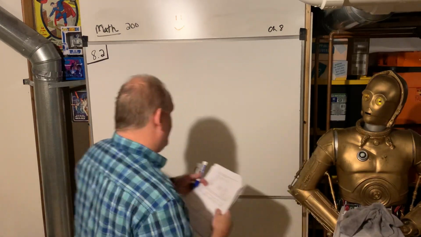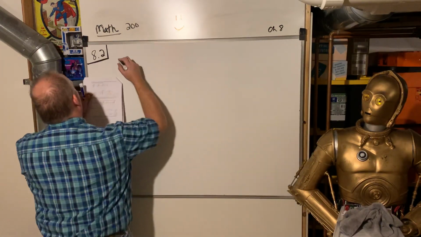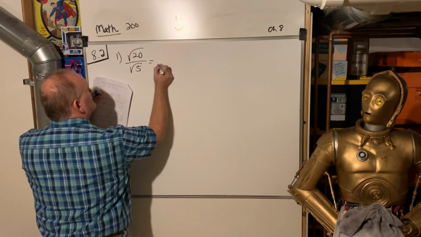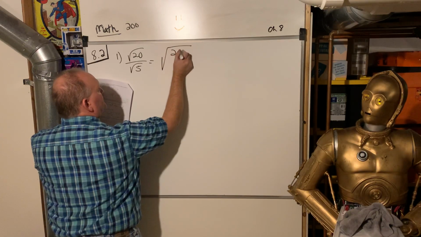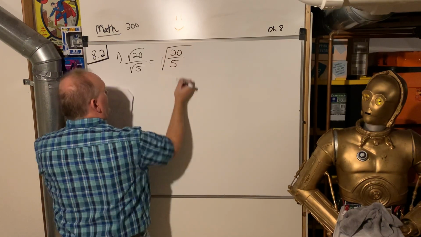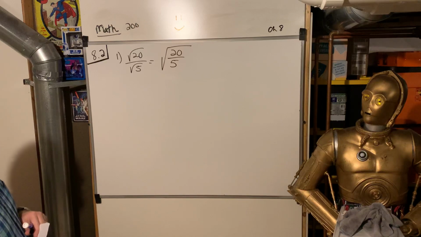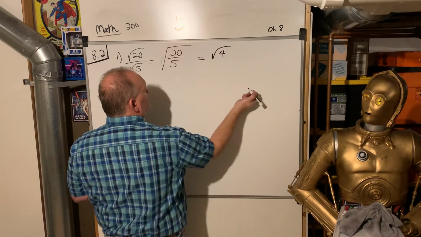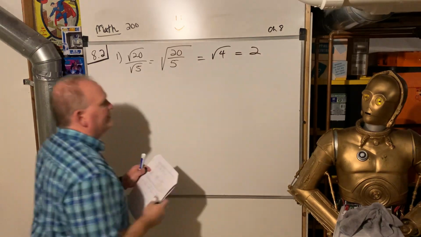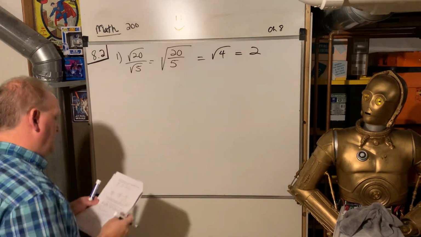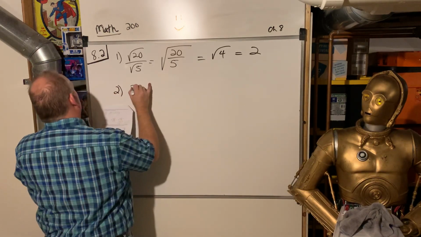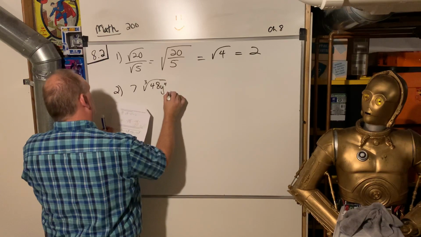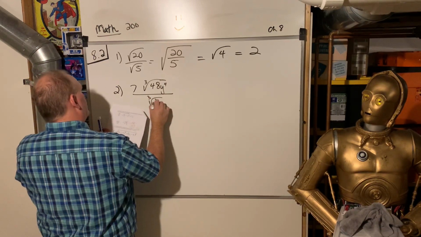So we got the square root of 20 over the square root of 5. Look, in this one, we can write it all under the same roof, 20 over 5. And then 20 does divide by 5, right? 4 times. So it's the square root of 4, which is a pretty easy question, too. Okay. How about number 2 here? 7 cube roots of 48y4 over the cube root of 2y.